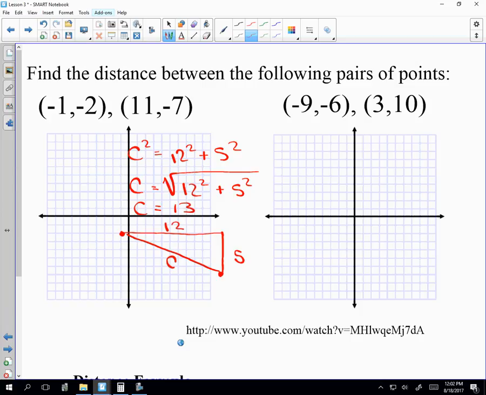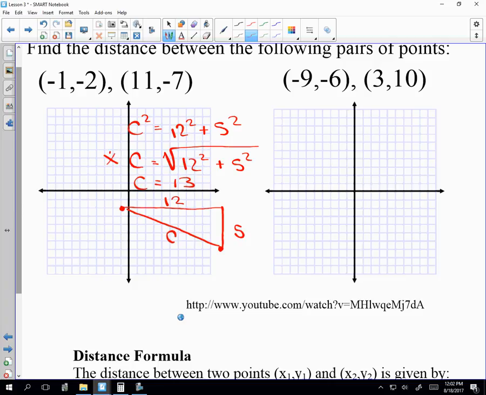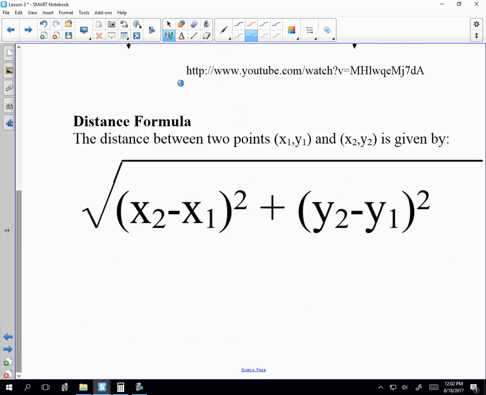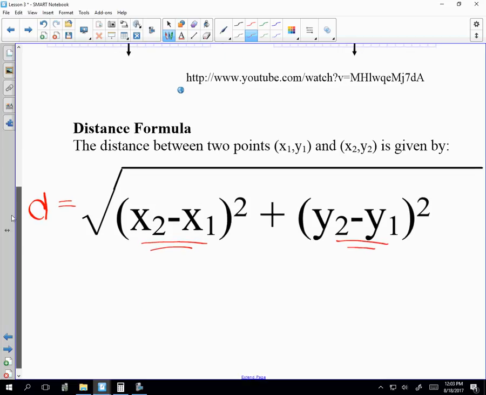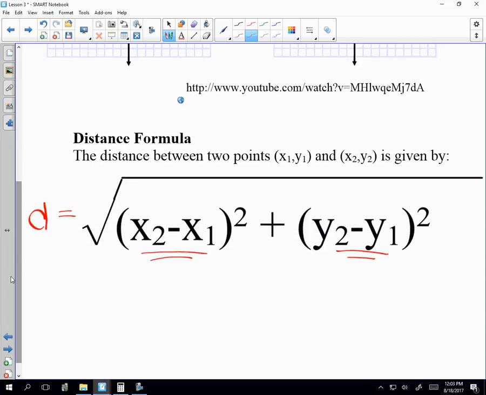So now, just making this one small adjustment, what we've just done at this point is created the distance formula. We'll use it a couple times just to show you how it works. The distance formula, D equals, is the distance between the 2 x values squared, that's one leg of your triangle, plus the distance between the 2 y values squared, that's the other leg of your triangle. And then just like we did in this example, we have to square root to finish up.